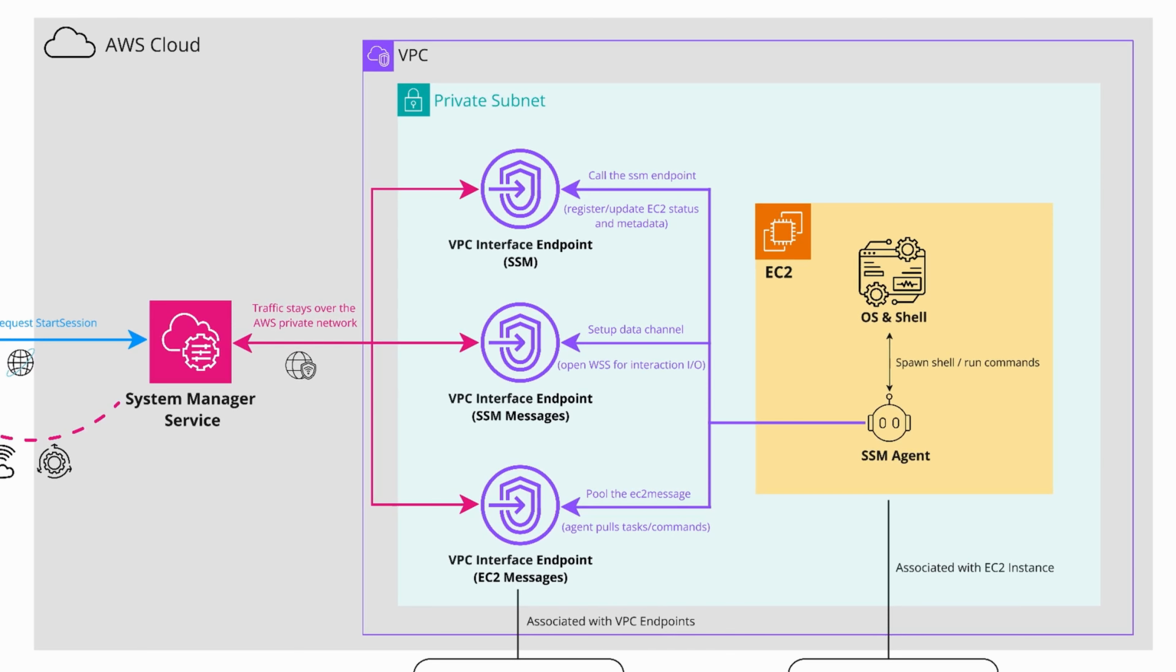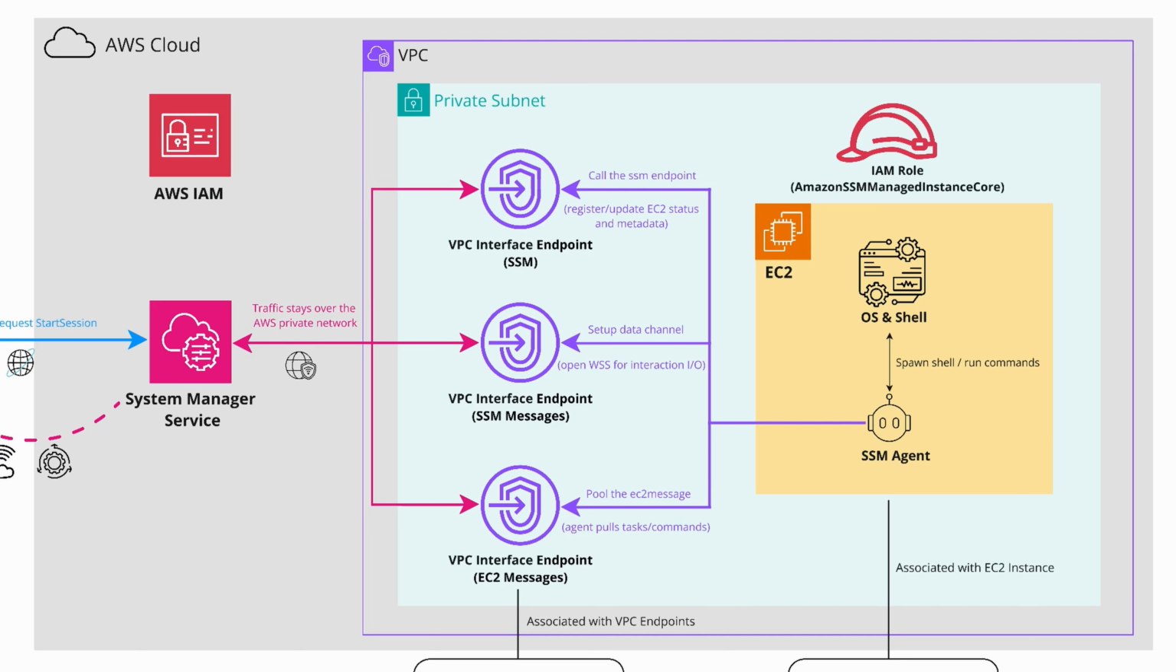So the network path is open, but there's one more critical piece: authorization. Your EC2 instance still needs permission to actually talk to Systems Manager, and that's where IAM comes in. You'll attach an IAM role to your instance with the Amazon SSM Managed Instance Core policy. This is AWS's managed policy that gives the SSM agent everything it needs: permissions to register the instance, send heartbeats, pull commands, stream session data, all of it. Without this role, the agent can't authenticate to Systems Manager.